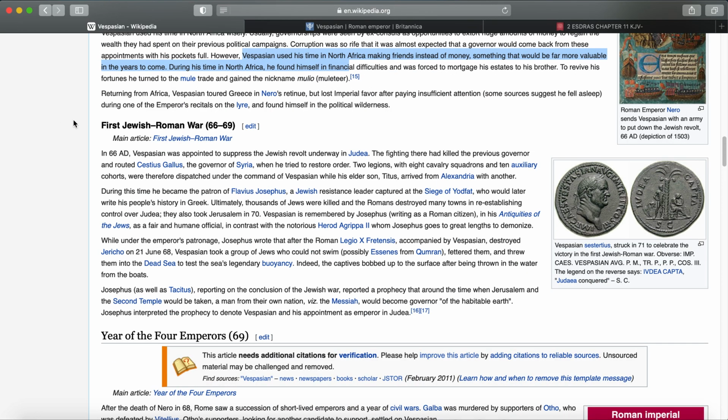Let's go to the first Roman-Jewish War in 66-69. Now again, he started ruling in 69 AD, but we're going to start where it says 66. It says, in 66 AD, Vespasian was appointed to suppress the Jewish revolt underway in Judea. Who was in rule during that time? Nero. And what was Vespasian under Nero? He was a general.